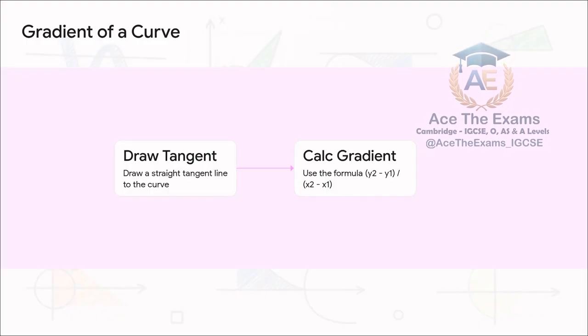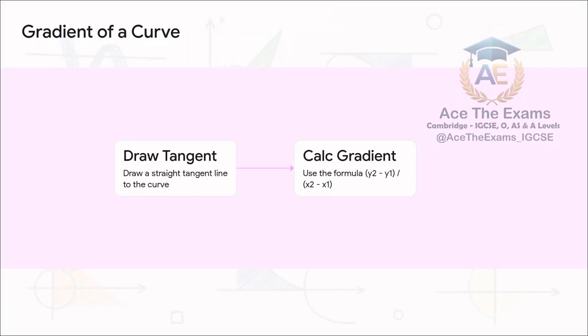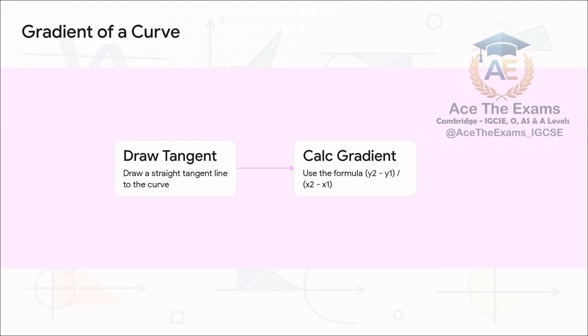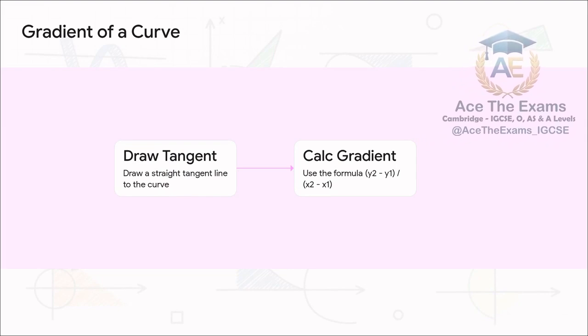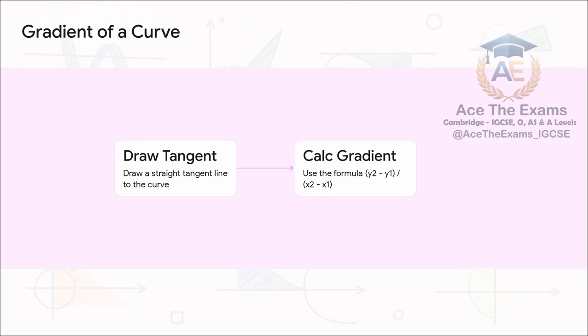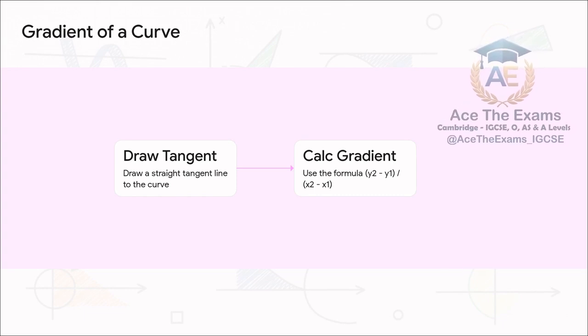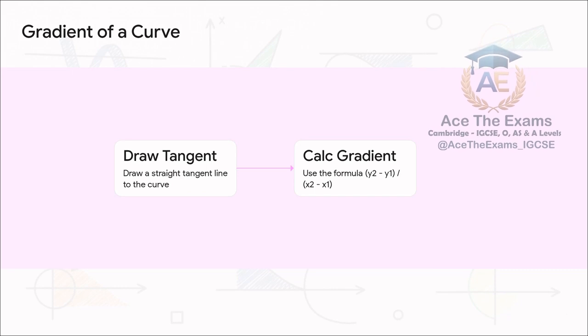Let's quickly look at how this builds into deeper concepts, like finding the gradient. A straight line is easy. It has a constant slope. But a curve? Its slope is constantly bending and changing every millimeter. So to find the gradient of a curve at one highly specific point, we have to freeze it.